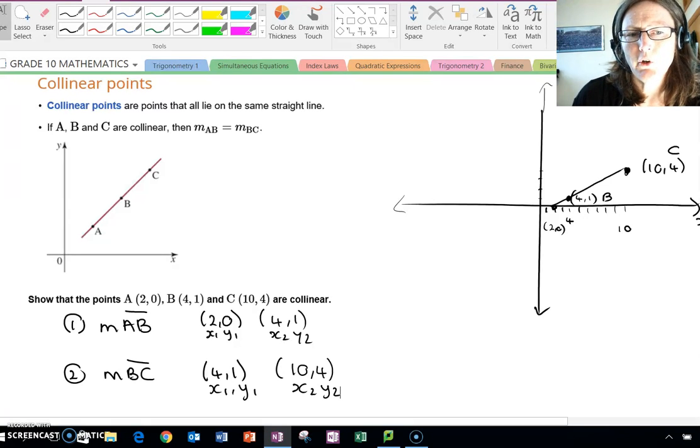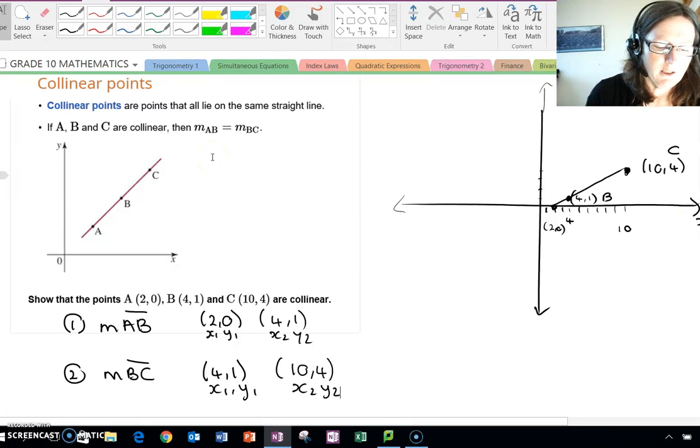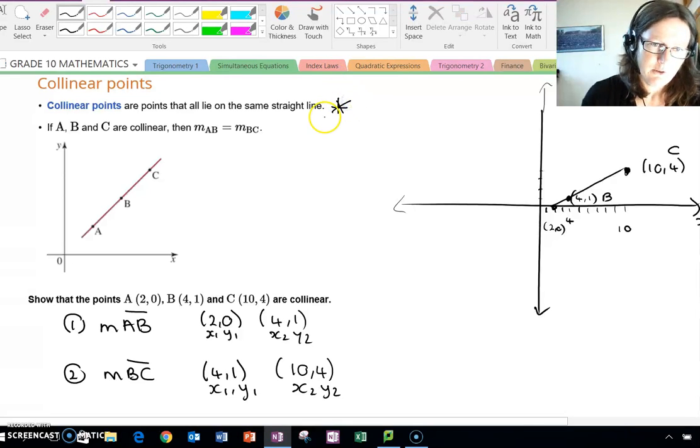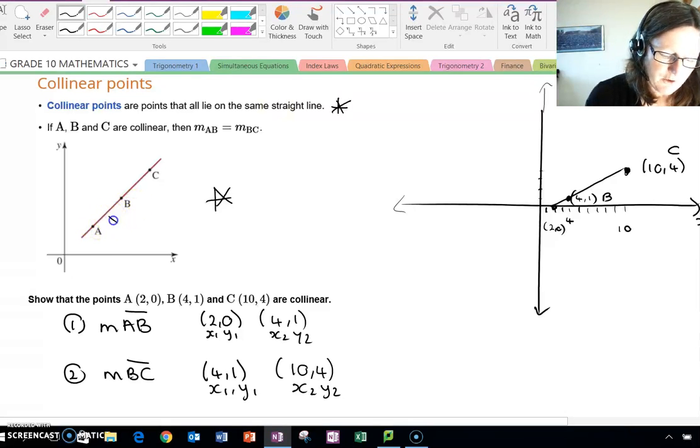Okay, we're going to look at collinear points. Collinear points are points that all lie on the same straight line. So if you look down here, A, B and C are all collinear because they all lie on the same red line. The gradient of the portion A to B is the same as the gradient of the portion B to C.